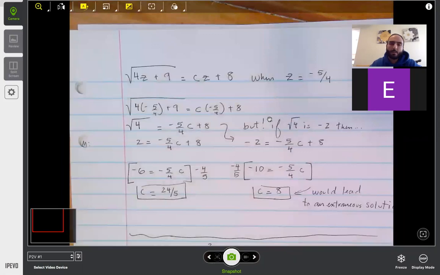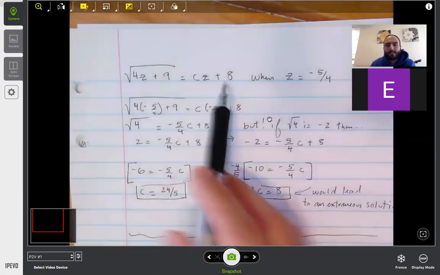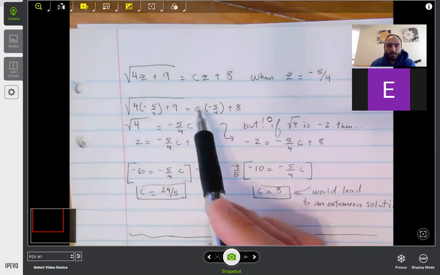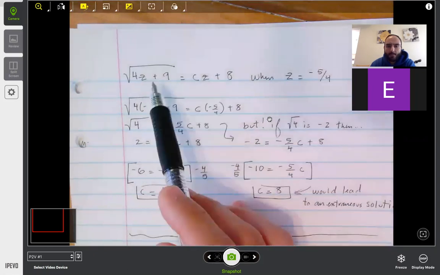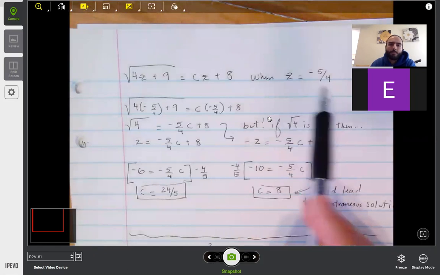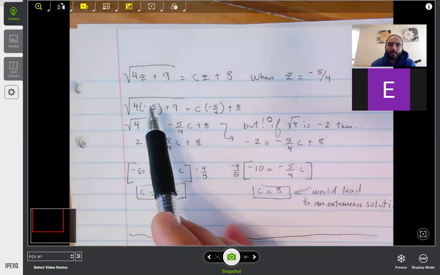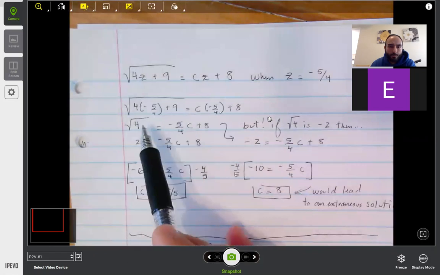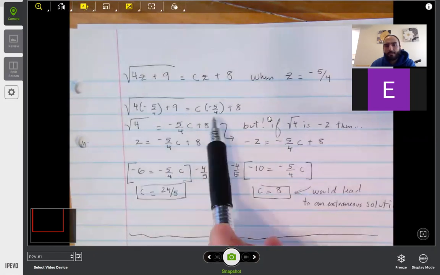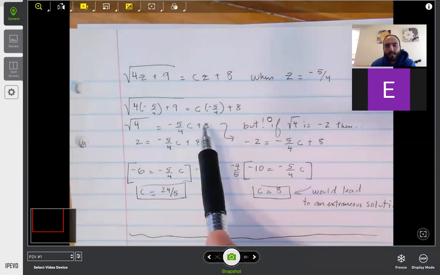So I wrote the given equation that they provided, and I even wrote down the z value that they provided, which leaves just one variable here, right? It leaves the letter c. So wherever you see the letter z, it's been replaced with the value -5/4. These 4's cancel out. -5 plus 9 is 4, and the root of 4 is just the number 2. Here you get -5/4 c plus the number 8.